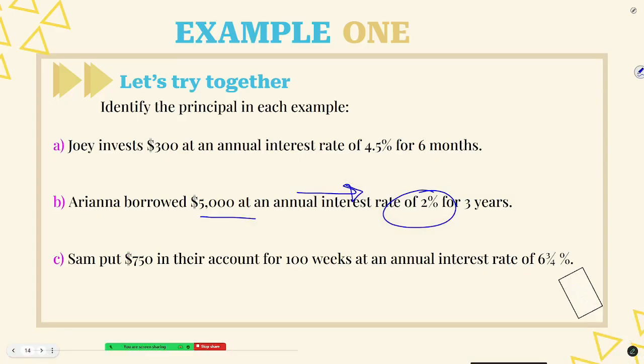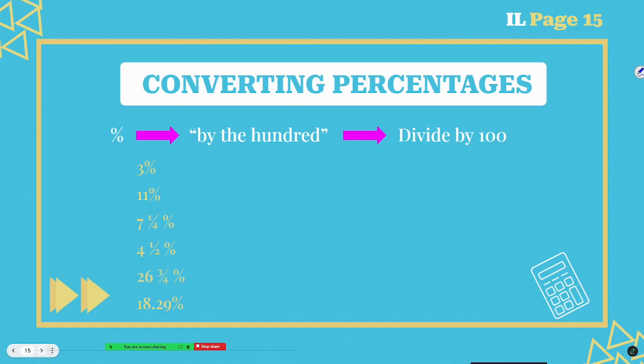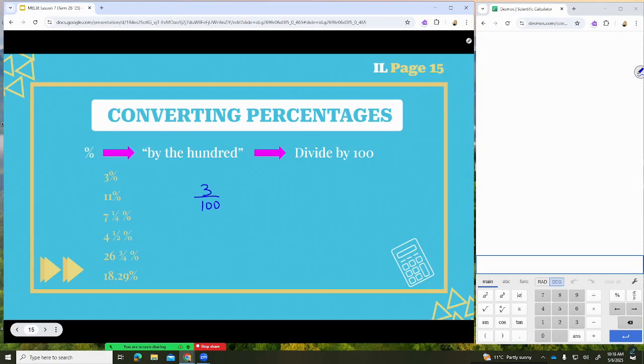It will be given as a percentage, but must be expressed as a decimal. So when the bank tells Joey that he can invest $300 and they'll give him 4.5% for it, it's always given as a percentage. Ariana gets 2%, Sam gets 6 3/4%. But we have to convert it to a decimal. Because it's a percentage, we're going to divide by 100. Remember, when you divide by 100, you can move the decimal place, or you can type into your calculator your percentage divided by 100.